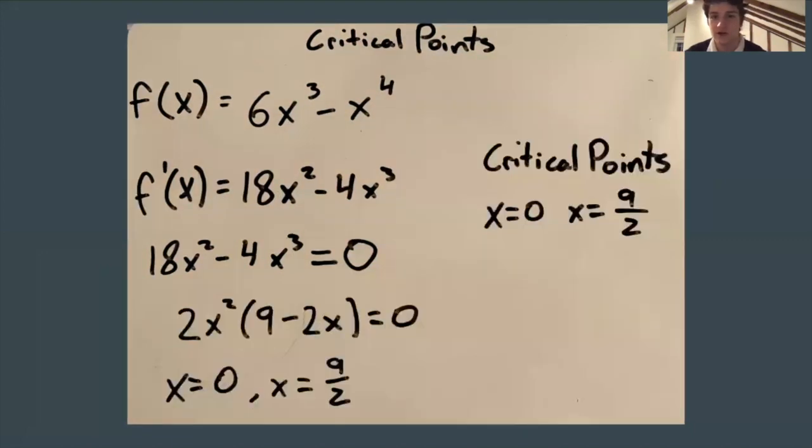Then we can factor out a 2x squared, which gives us 2x squared times (9 minus 2x). So we take the zeros of that, which gives us x equals 0 and x equals 9 over 2 as the values that give us a derivative of 0. Therefore, the critical points are at x equals 0 and x equals 9 over 2.